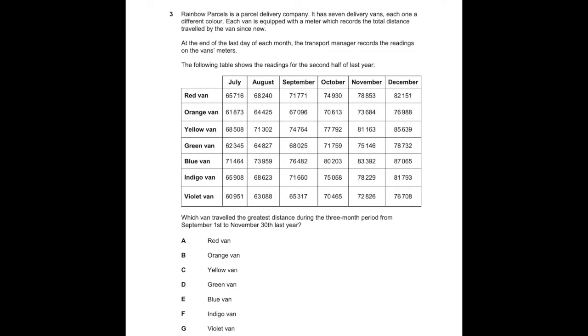Violet van: 72,826 minus 68,623 equals 9,738. The figures show that the red van traveled the greatest distance during the dates given, and therefore option A is correct.